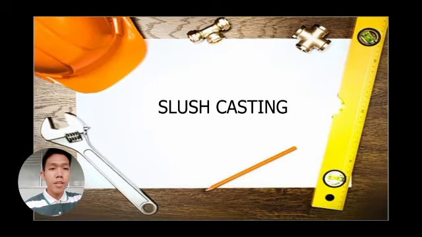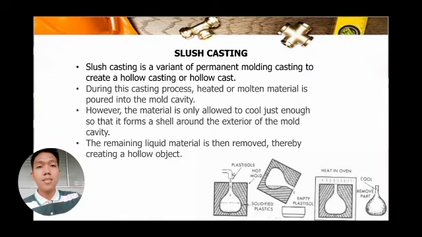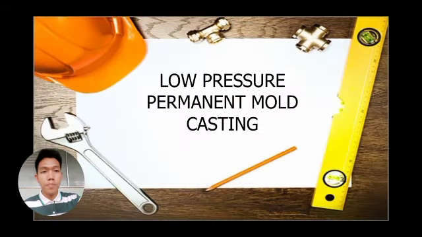The second type of permanent casting is slush casting. Slush casting is a variant of permanent mold casting used to create a hollow casting. During this casting process, heated or molten material is poured into the mold cavity. However, the material is only allowed to cool just enough so that it forms a shell around the exterior of the mold cavity. The remaining liquid material is then removed, thereby creating a hollow object.